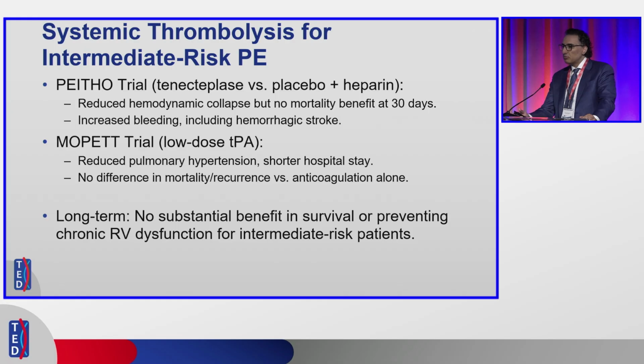So they've looked at two trials looking at lytic therapy for intermediate risk PEs. And while there was benefit in RV function, there was no benefit in chronic RV dysfunction for intermediate risk. There was no benefit in mortality. And then the trade-off was that there was increased bleeding, including hemorrhagic stroke.